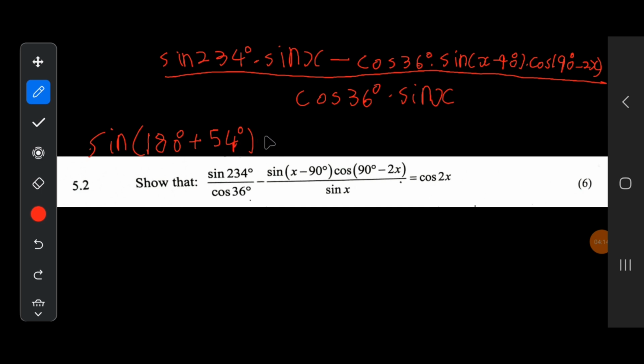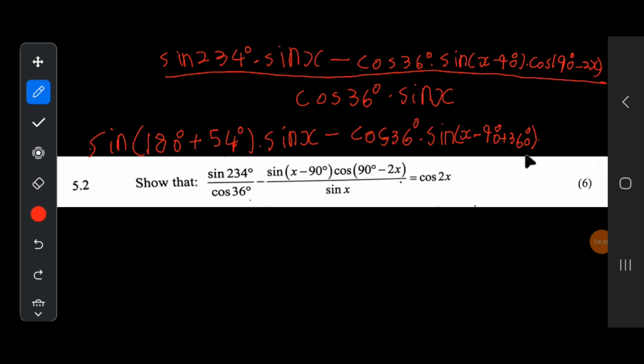So as we move forward, we write sine x subtracted by cos 36 degrees, sine x. Whenever we have a negative angle, my way is that you add 360 to that angle until it is positive. So it's negative 90 plus 360, times cos 90 minus 2x.